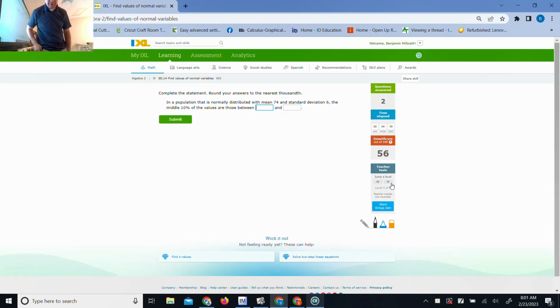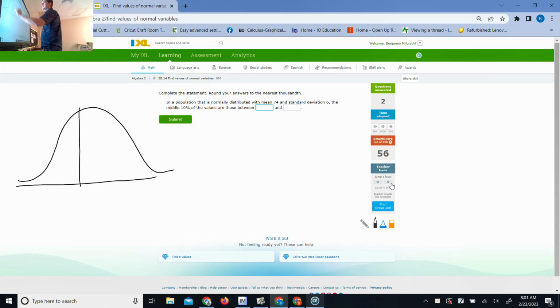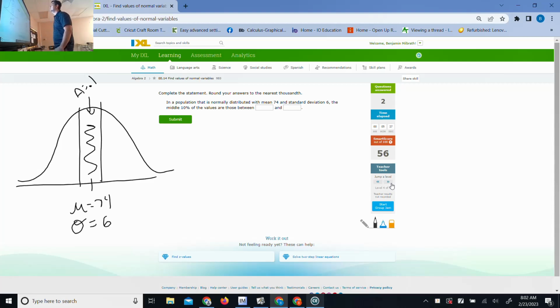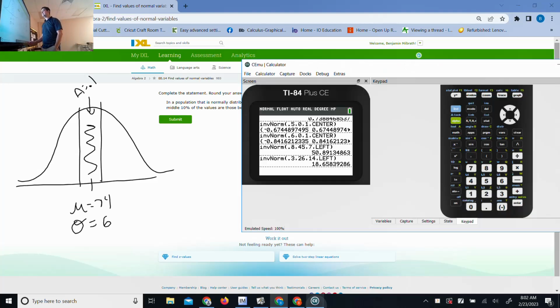This looks like a centering. The middle 10. Okay, so that's a little bit different. That's worth looking at. The middle 10%. So the area is 0.1. Smack dab in the middle is a mean of 74. We have a standard deviation sigma equal to 6. And we just need to figure some stuff out. We can do that with TI-84.